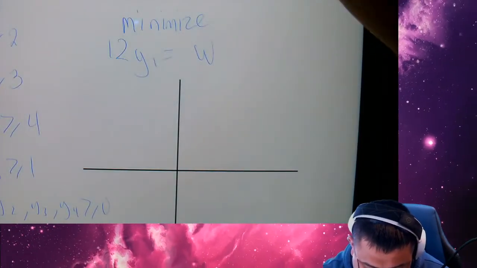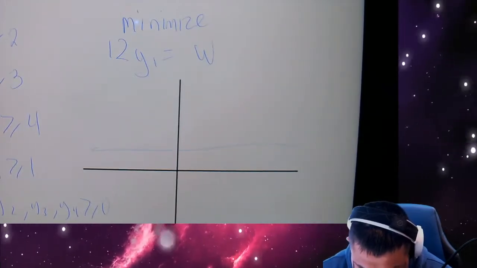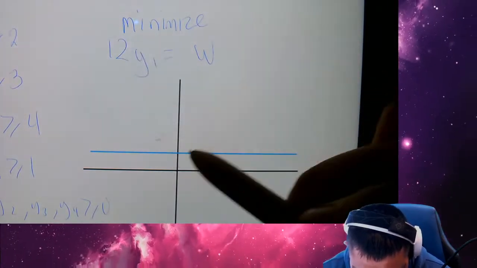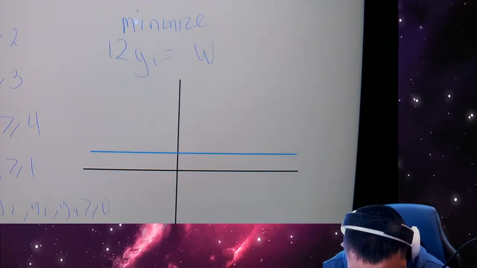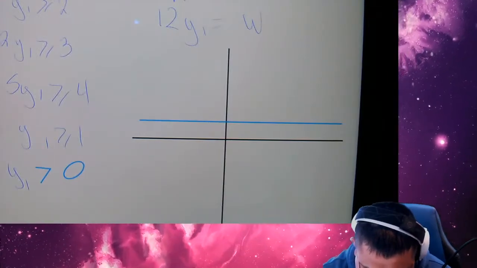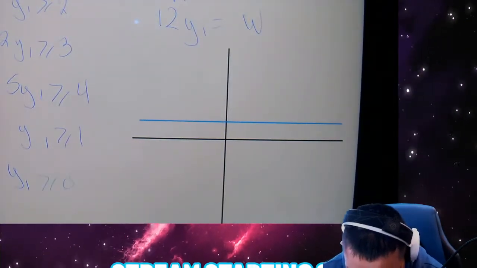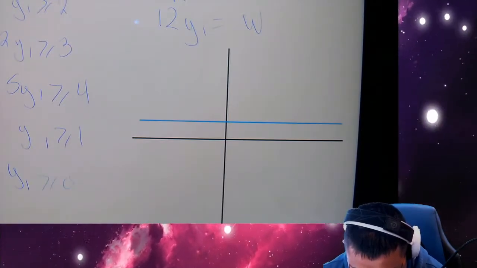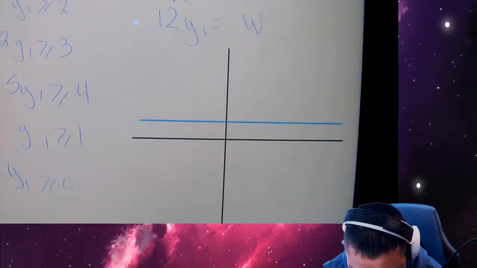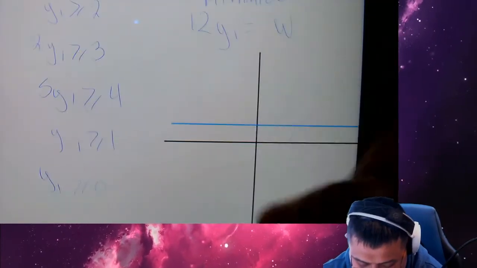Okay. Now, let's go through these. So we have y1 is greater than 2. Okay, so 2. y1 is greater than 3/5, it's everything above this. This is just y1 greater than 0. What we're looking for is a feasible region that satisfies all of these things. We're looking for a feasible region that satisfies all these.